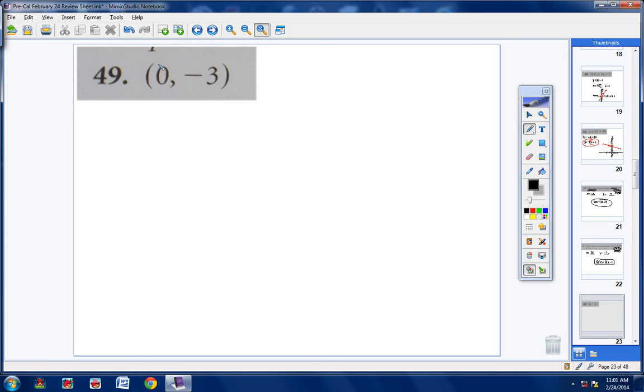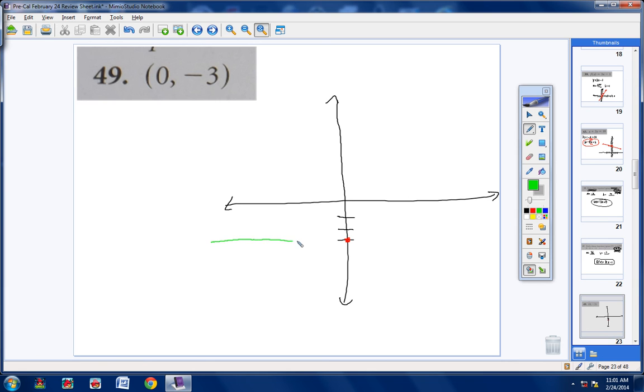All right, number 51 says write the equation of the horizontal and vertical lines that pass through the given point. Okay, no big deal. Guys, watch this. It is so easy. First of all, plot that ordered pair. So 0, negative 3. There it is, right here. Now, they want you to tell me the equation of the horizontal line. So here's your horizontal line right here. And they want to know the equation.